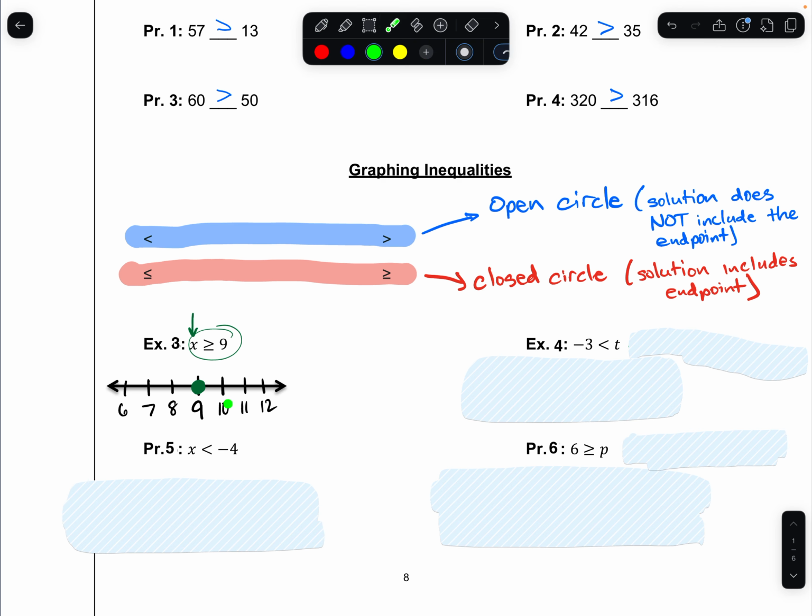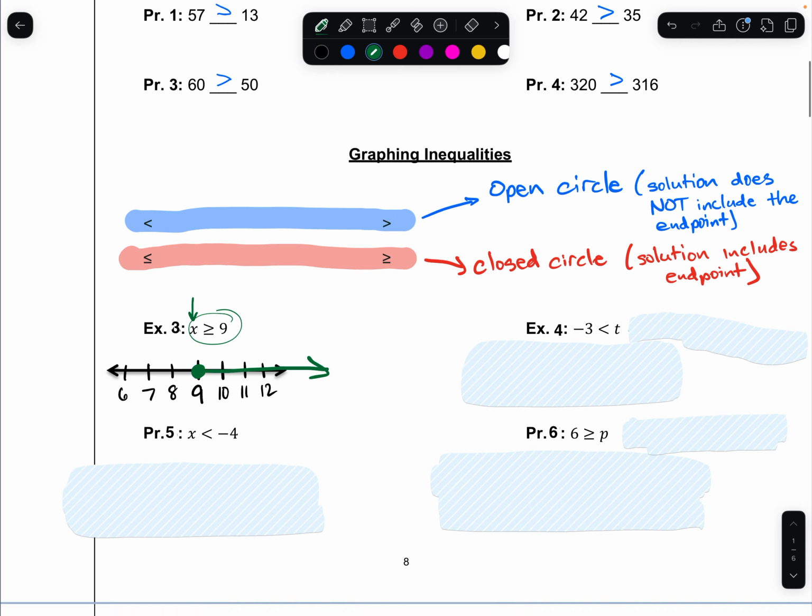However, 10 would work, right? Because if I put 10 here for X, 10 is greater than or equal to 9, and so is 11, and so is 12, and all the numbers bigger than 9 are solutions. So to show that, 9 is a solution, and all the numbers greater than 9 are a solution. So we draw an arrow to the right to show all the numbers bigger than 9.